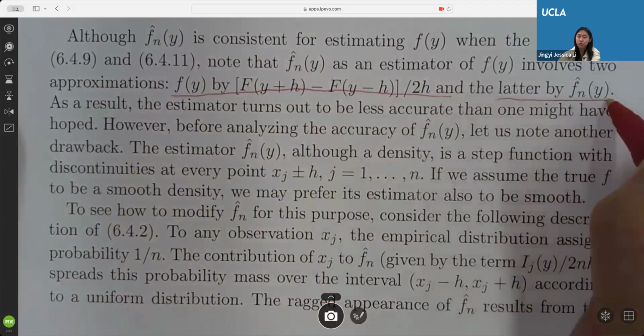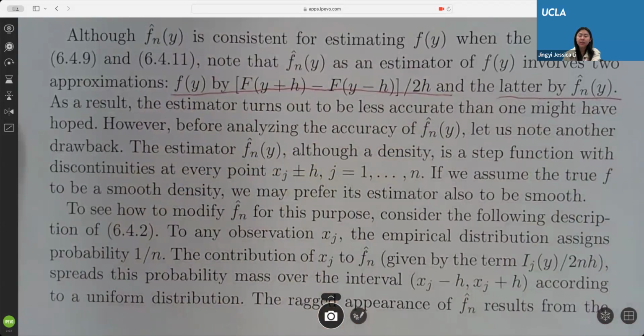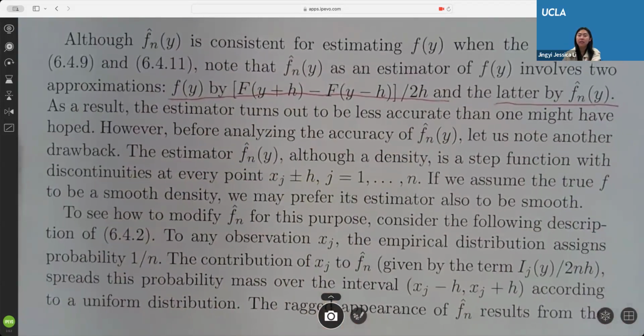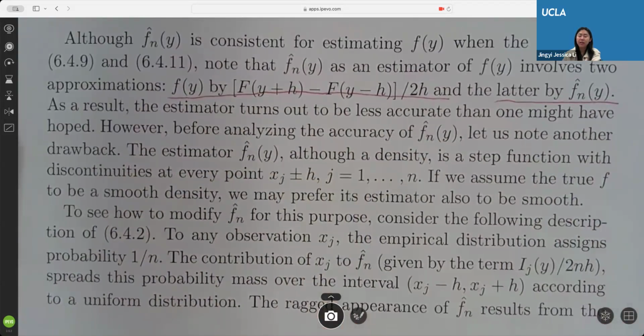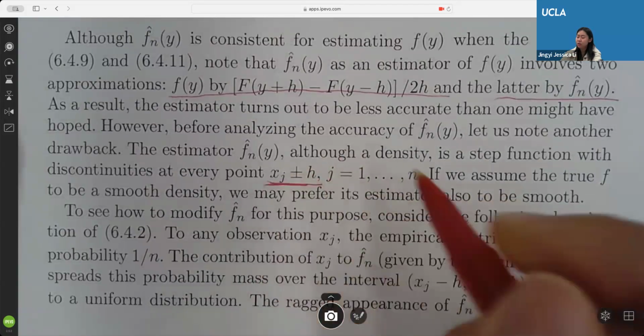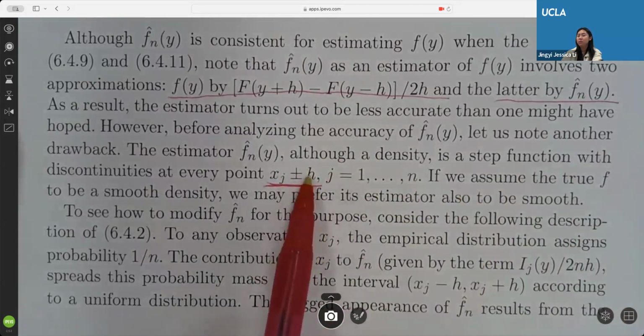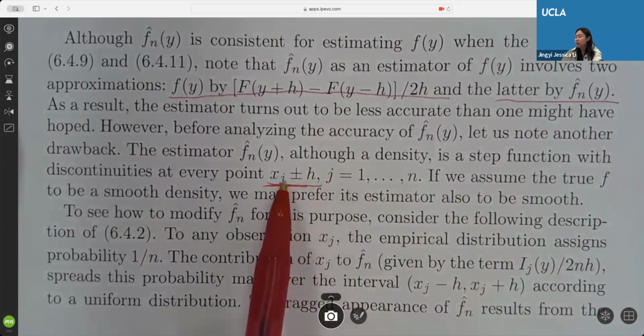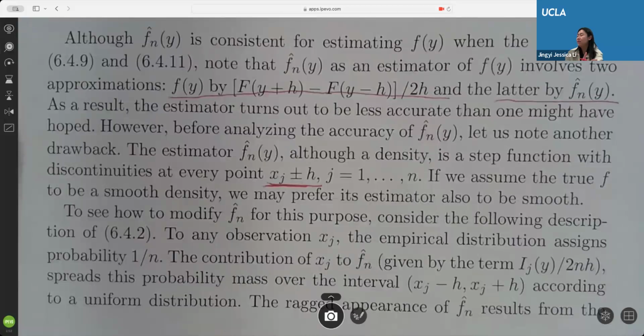We have two approximations here. As a result, the estimator turns out to be less accurate than one might have hoped. However, before analyzing the accuracy, let us note another drawback. The estimator, although a density, is a step function with discontinuities at every point x plus or minus h. Remember that we are doing the proportion calculation by only counting the observations in this interval. If an observation is in the interval, it will be used to calculate the proportion, but anything right outside of the interval will be discarded. So there's no smoothness in our sample usage.